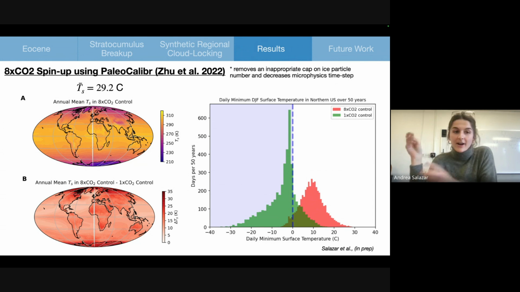And in our 8x CO2 world, we have a global average surface temperature of about 29 degrees Celsius. We've completely melted all of our sea ice. It's a much warmer world for sure. So that's what I'm showing on the left. And on the right, I'm plotting a histogram of the daily minimum winter surface temperatures in northern US. So remember, we're interested in trying to figure out how we could have above freezing temperatures always in the interior continent. In the green, that's the control 1x CO2 case, and then the red is our spun up 8x CO2 case. And you can see we've made a lot of progress. We've shifted this distribution way to the right, but there are still plenty of below freezing temperatures. So now is the time to ask if the breakup of stratocumulus clouds can get us the rest of the way there.